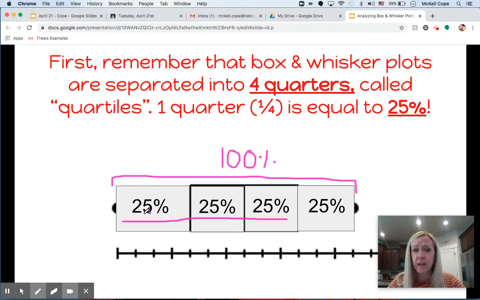And when we start to analyze it and do some problems, you'll understand why that's important to know. You need to understand that every section or every quartile represents 25% of your data. Because remember, when we created our median, we ordered them from least to greatest, we cut our numbers in half, and then we cut those halves in half, and then we created 4 equal parts. And we know that 1/4 of a whole is the same as a quarter, or 25%. So just make sure you keep that in mind.